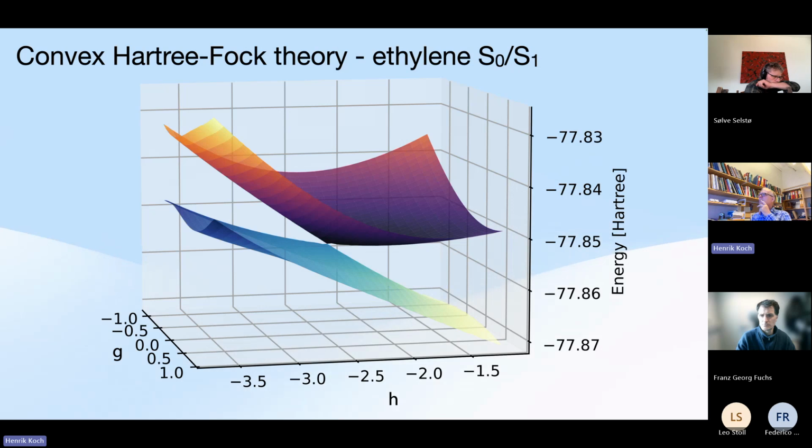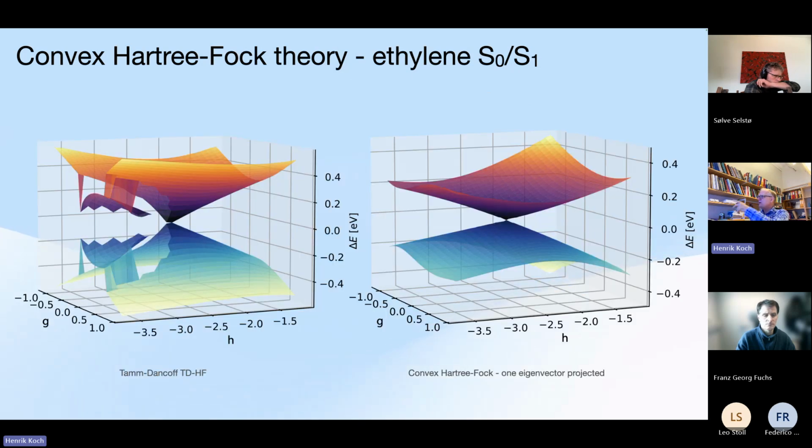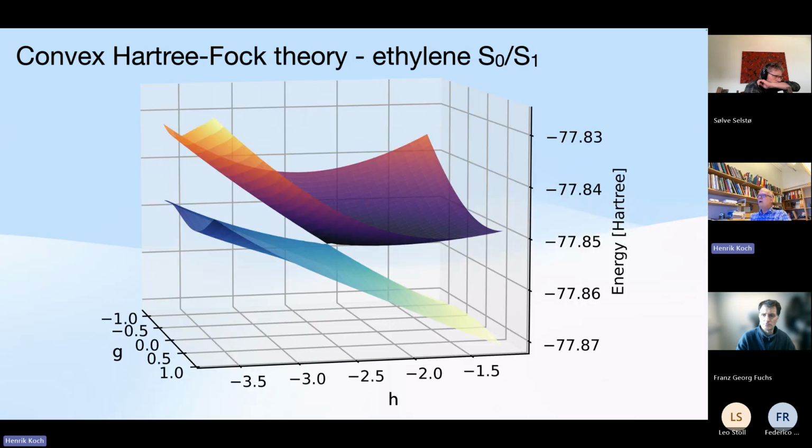This was a relative plot where we plot them relative to each other. Here I have a full plot with the total energies. So you just see that this is a tilted conical intersection in this case.